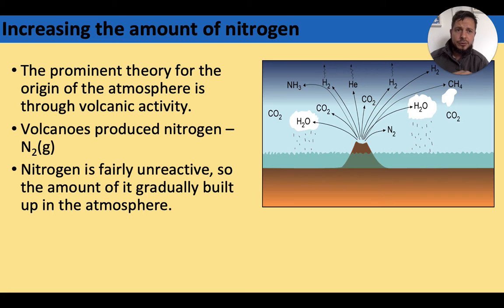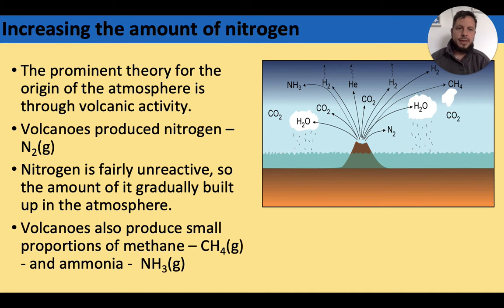Now there is another source of nitrogen, and if you look at this picture, you can see that our ammonia here contains nitrogen. It's got a capital N there in the molecule. As the amount of oxygen increased in the atmosphere, the ammonia reacts with the oxygen, and that can form nitrogen gas as well. So because volcanoes produce ammonia, they can also cause an increase in the amount of nitrogen gas.